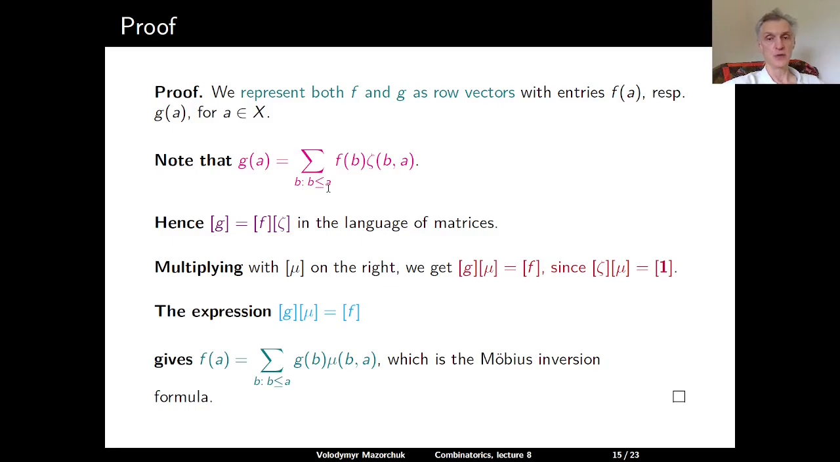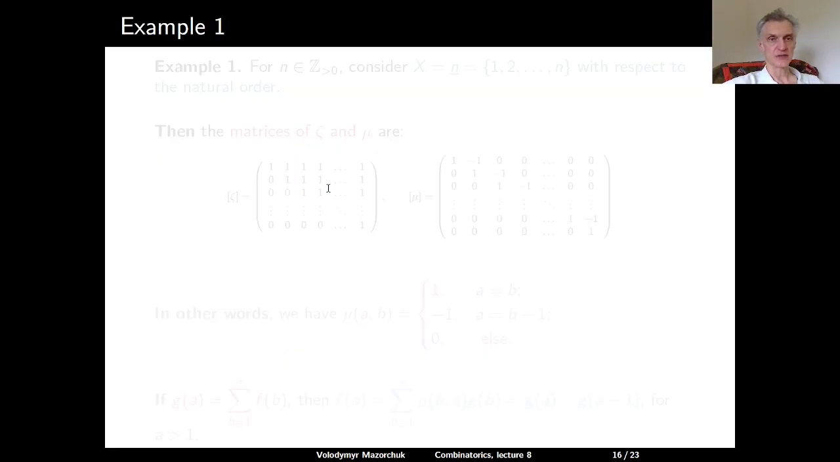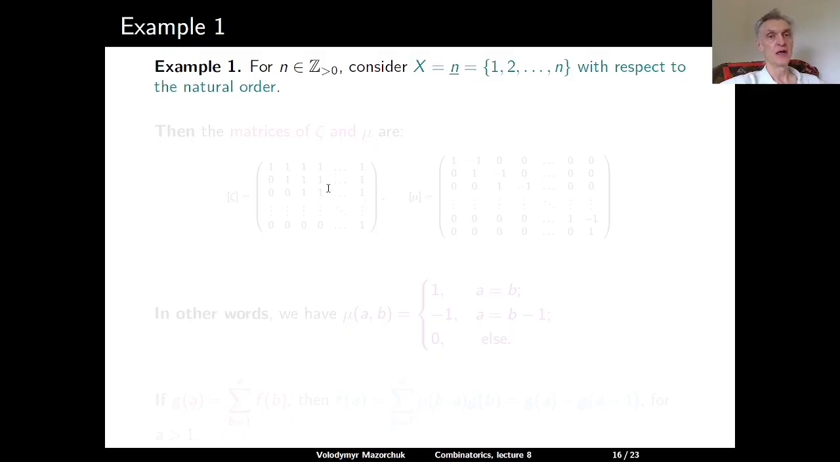And this is exactly the Möbius inversion formula. Let's look at some examples. Example 1. For a positive integer n, consider the set n underlined, that's the set of all integers 1, 2, 3 and so on up to n, with respect to the natural order. So this is a poset where the Hasse diagram is just a vertical line.